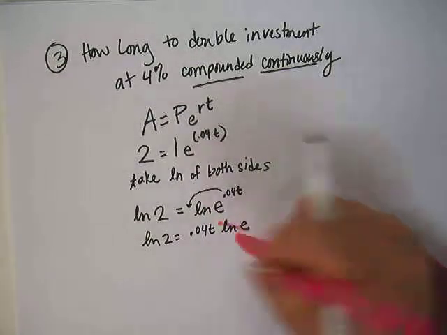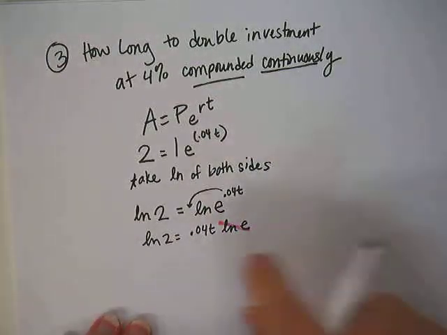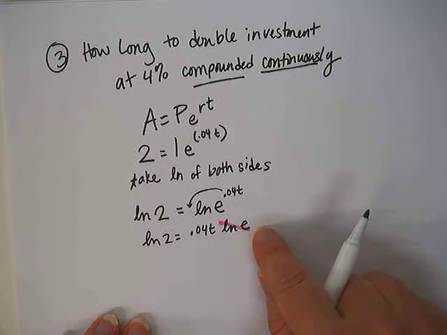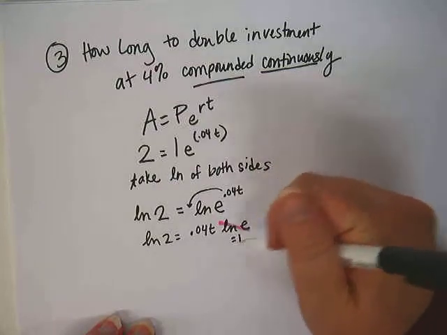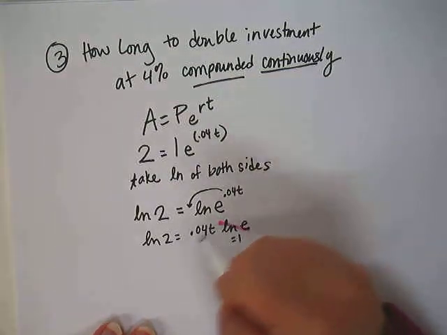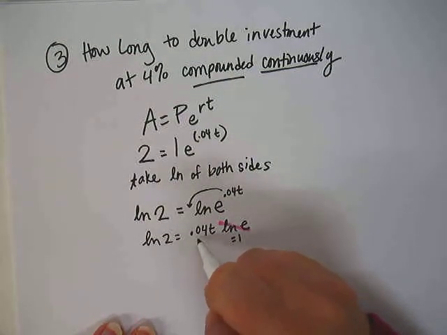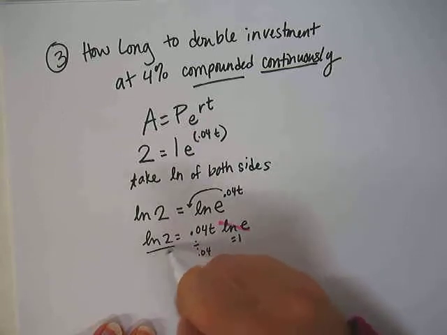But we've forgotten something really important here, and that is that the natural log of e equals 1. Because you're saying to yourself, e to what power equals e? Well, the answer is 1. So because that equals 1, that goes away. So we really just have natural log 2 equals 0.04t. So then we divide both sides by 0.04.